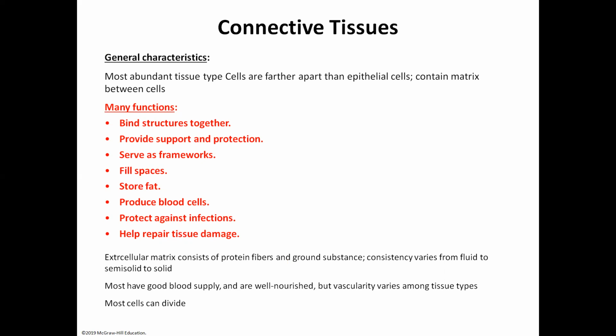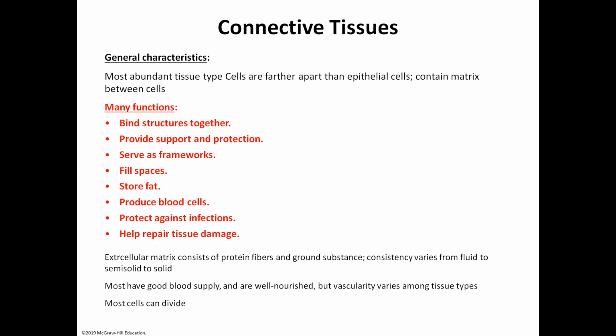It also helps us to produce blood cells. Believe it or not, blood is actually a connective tissue as well. When we think about our blood, this can be red blood cells or white blood cells. So it can help protect against infections. And it can also help with repairing tissue damage, because we actually have other cells within our blood called platelets that are very useful.